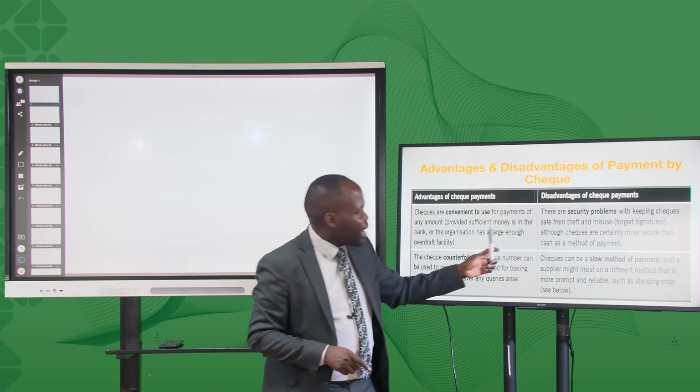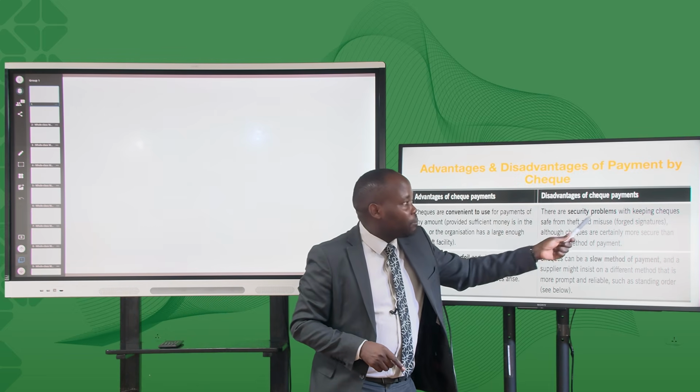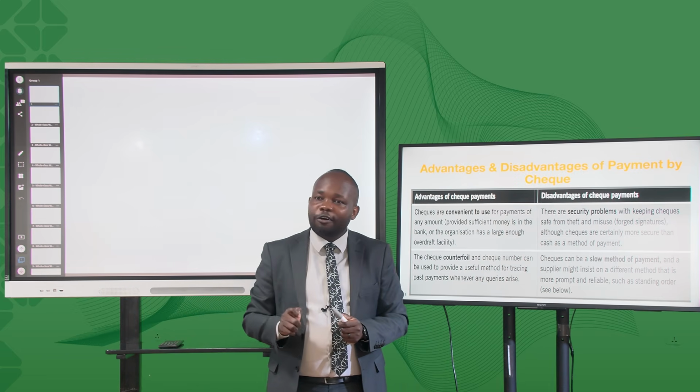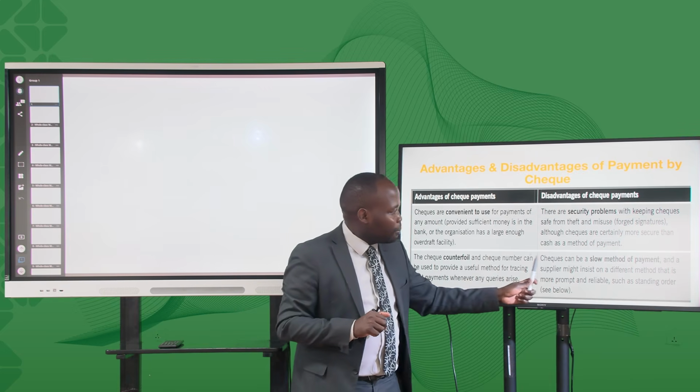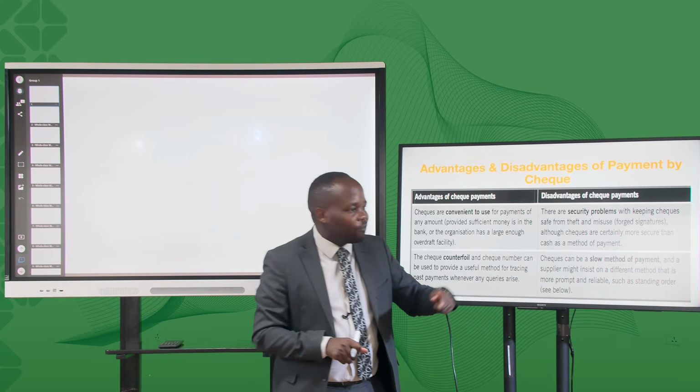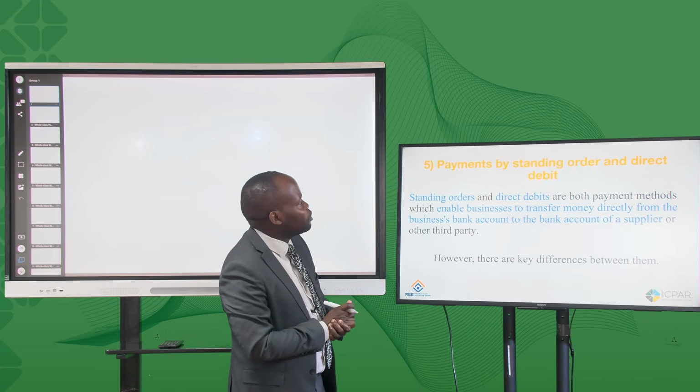The disadvantages are there may be security problems, especially if there are cases of forged signatures. And number 2, checks can be a slow method of payment.